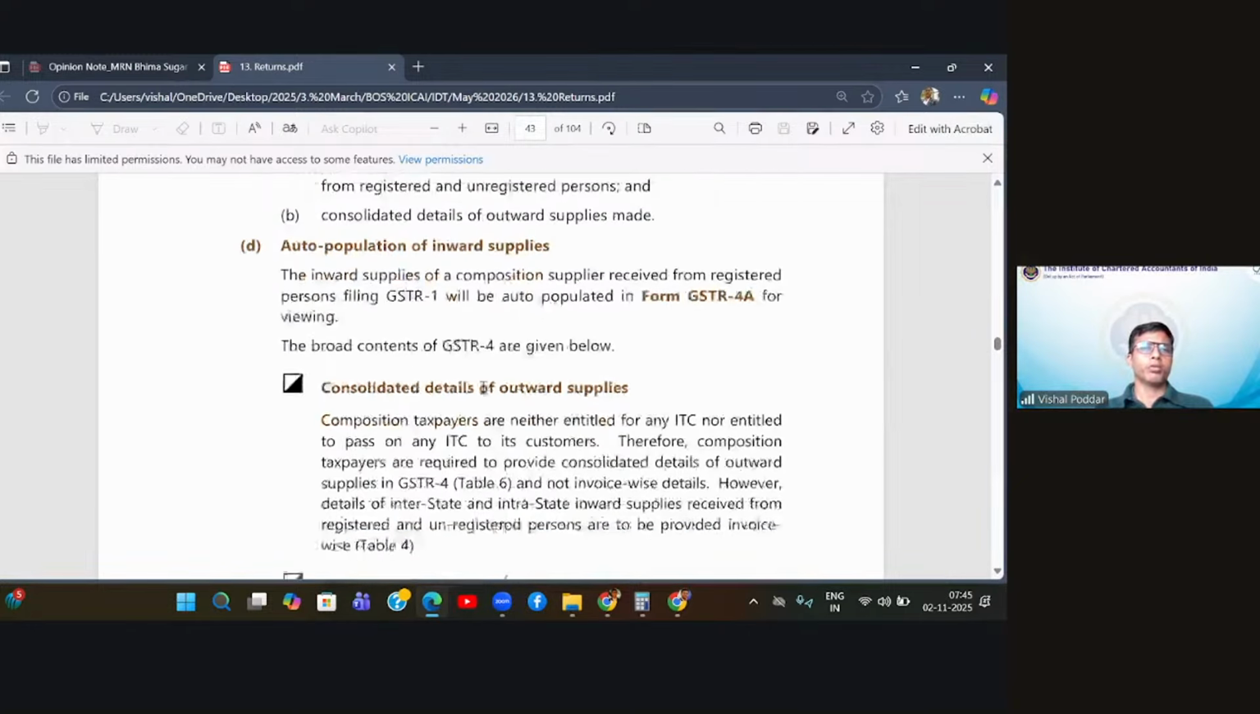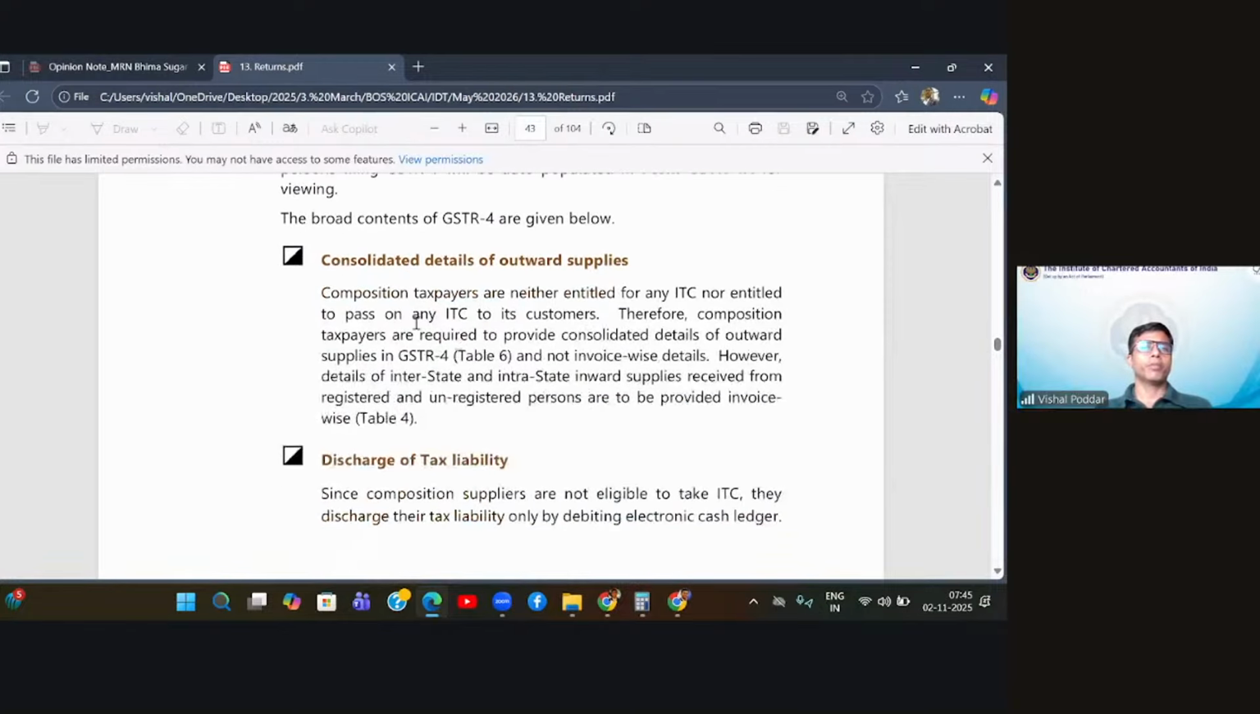Now, what are the broad contents of GSTR4? Consolidated details of outward supplies. Since I am not going to pass on credit, I cannot pass on credit, irrespective of whether my sales are to a registered person or to an unregistered person, I will only be giving the lump sum details. That is, there will be no invoice-wise details submitted by me.